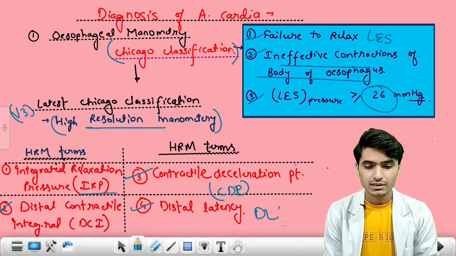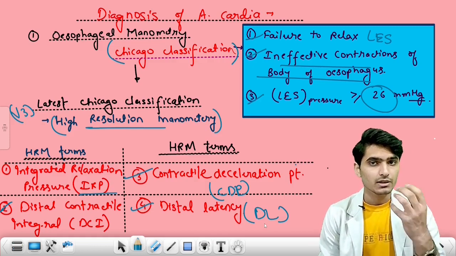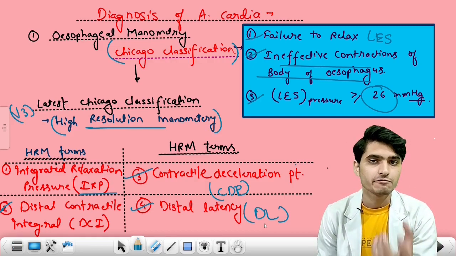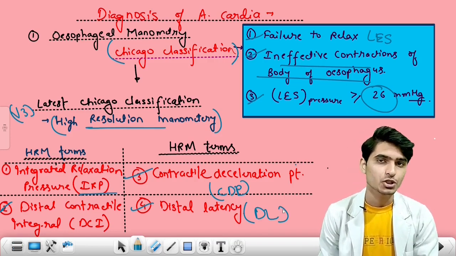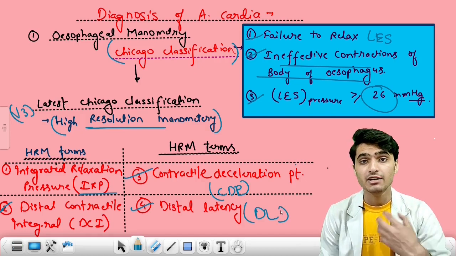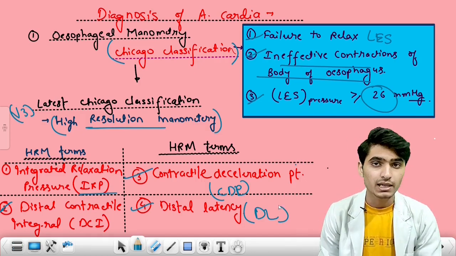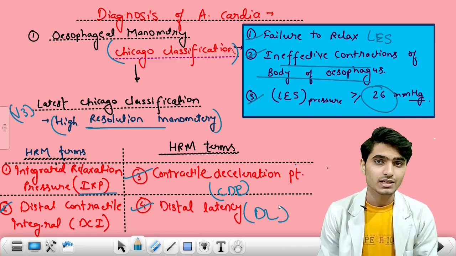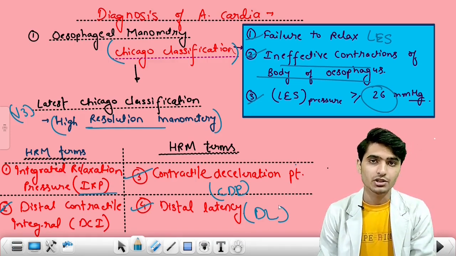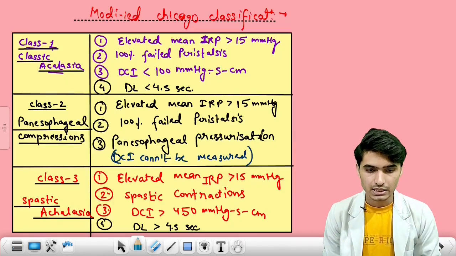And the fourth term is the distal latency, DL. DL is the time duration between the opening of the upper esophageal sphincter and the CDP. Normally it should be less than 4.5 seconds, and if it is more than 4.5 seconds, that is pathology, that is abnormal, and that is class 3 achalasia cardia. All these things we will discuss in this video subsequently.